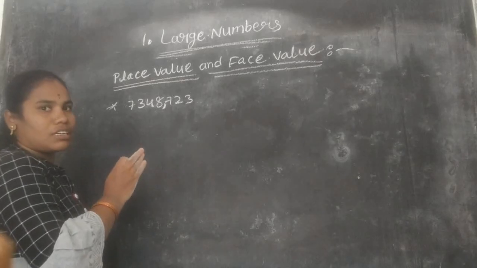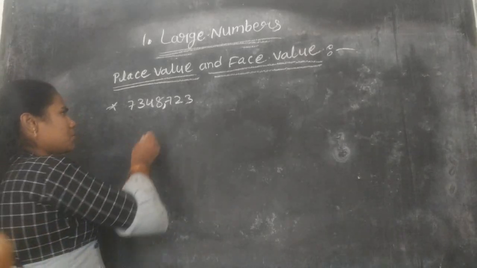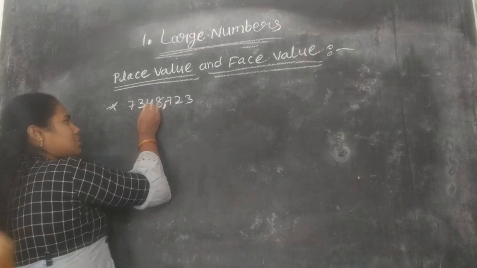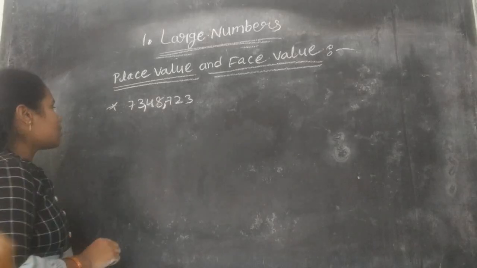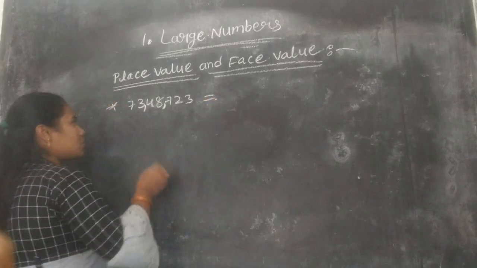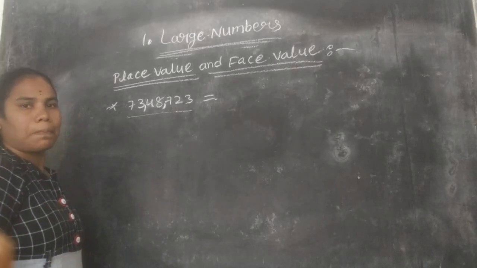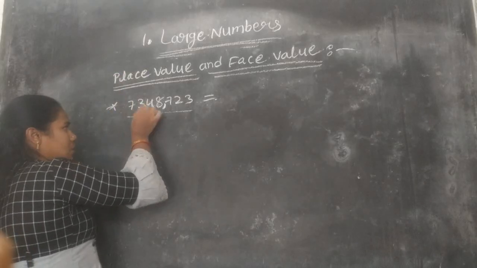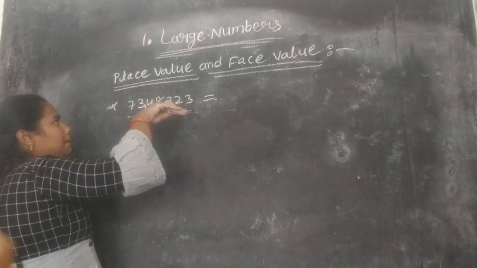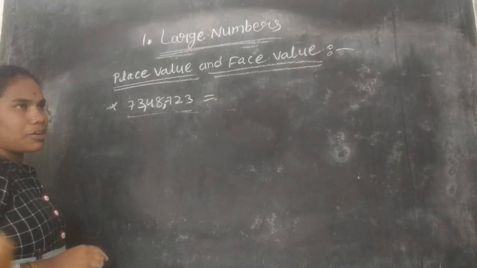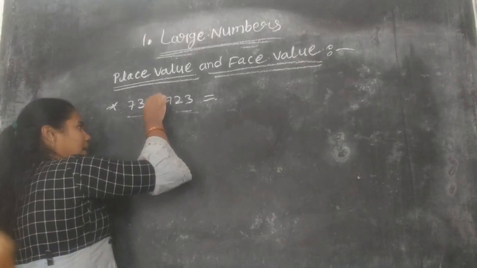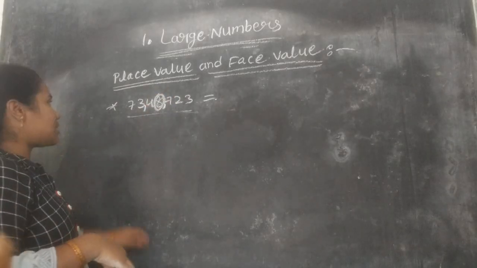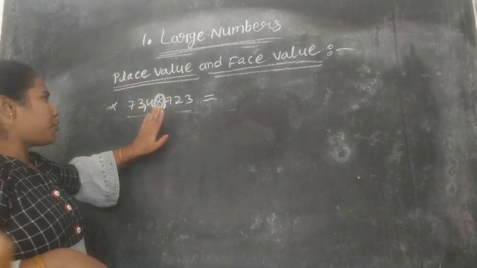Then two place values are there in the Indian system. So put the two digits after the comma. So 2 digits, comma. Okay. So first, suppose this number is given. What they are asking for: write the place value and face value of 8. Write the place value and face value of 8.